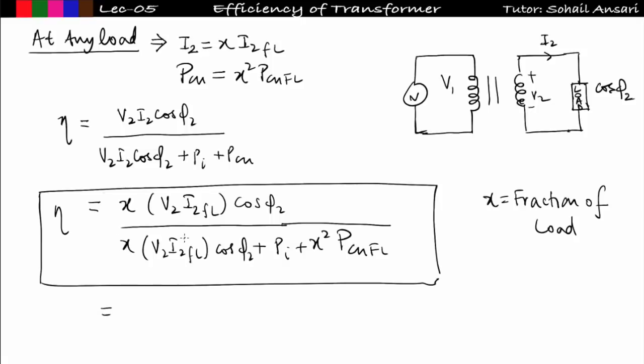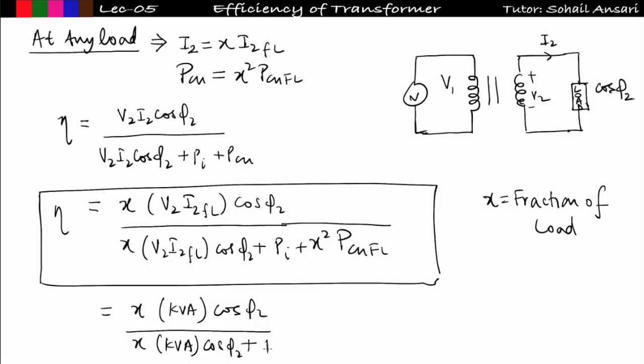How? Let us see. X times V2 into I2 full load is nothing but the rating of the transformer. So I can write the kVA rating of the transformer into cos phi 2 upon X times the kVA rating of the transformer into load power factor, plus Pi plus X square times PCU at full load. Now see why I manipulated the formula in terms of this.